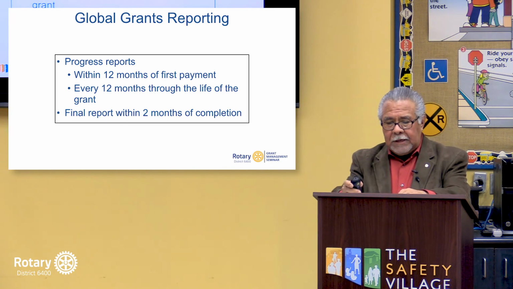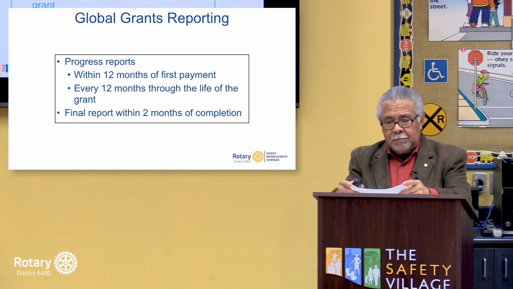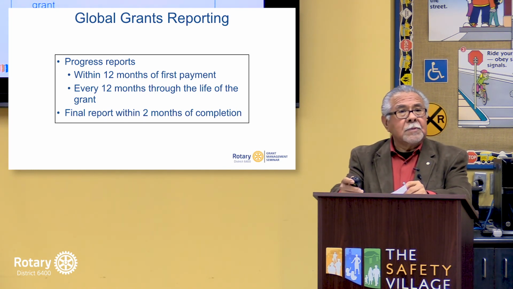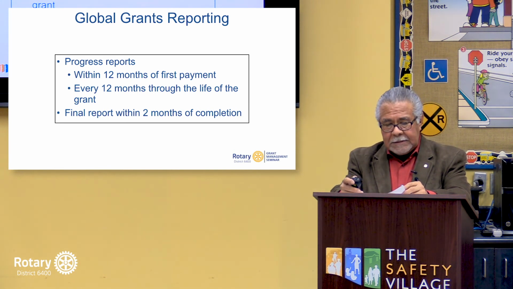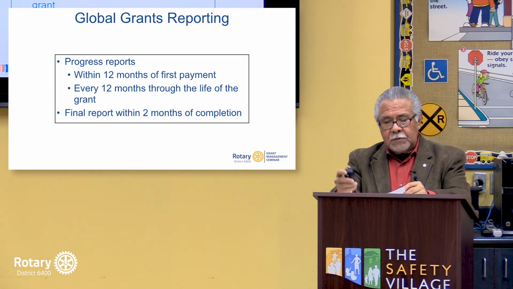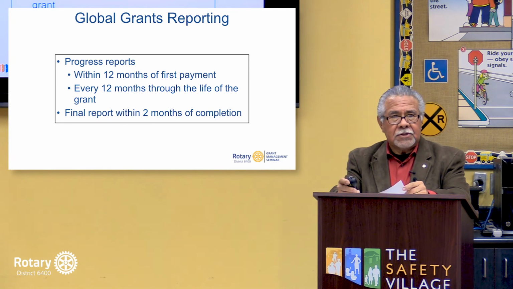Okay, global grant reporting, the progress reports. We need reports within 12 months of the first payment, every 12 months through the life of the grant, and then the final report within 2 months of completion. This is for global grants.